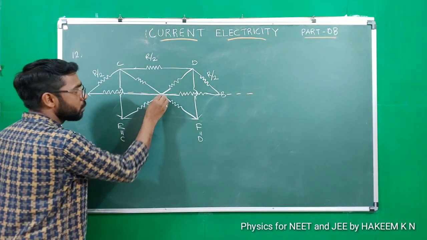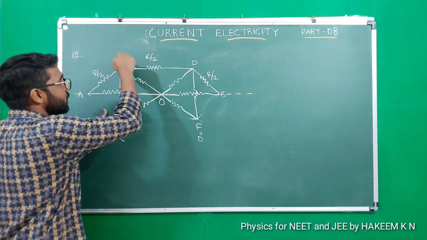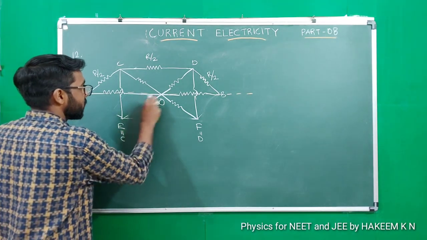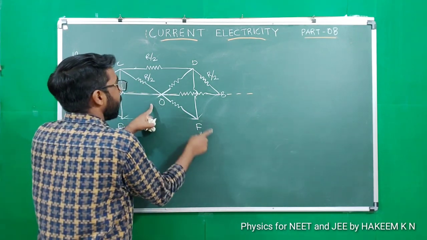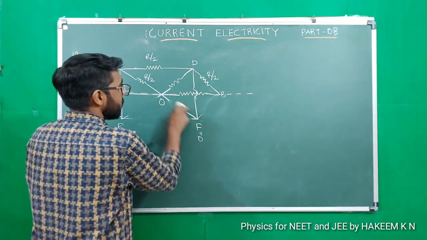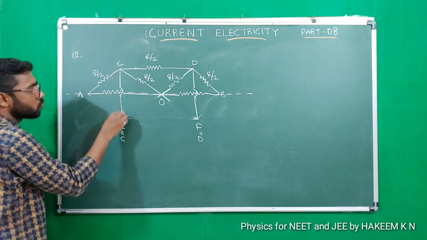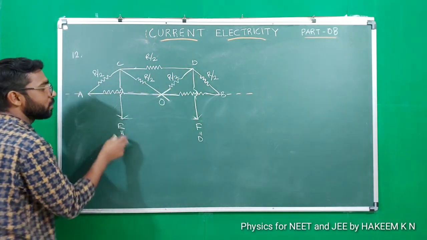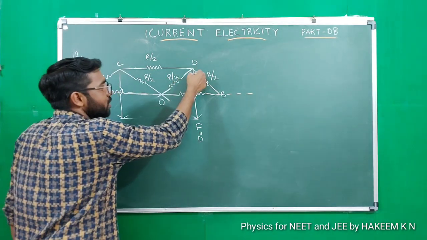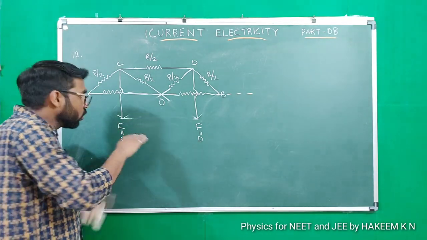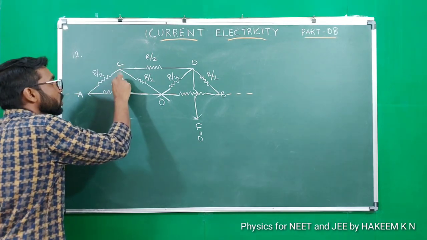Now you look here, this point I am giving as a common point O. So between OE, between OC, C is same as E. There are two resistors in parallel, so we will get R by 2 here effective. And between O and F, between O and D, F equals D, so there is a resistance R by 2. There are two wires suspended from C and D, but they are not connected to any network. So no need of thinking about this wire.